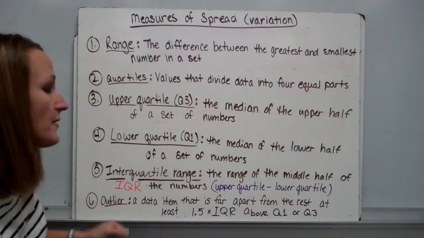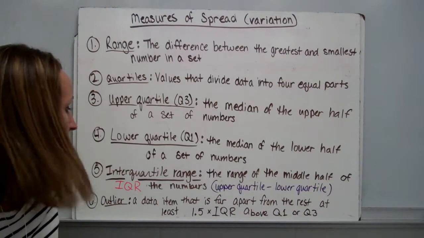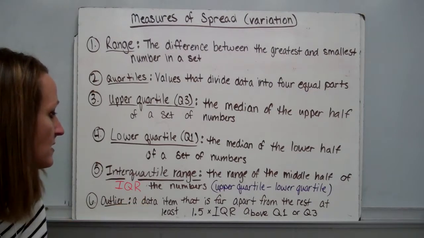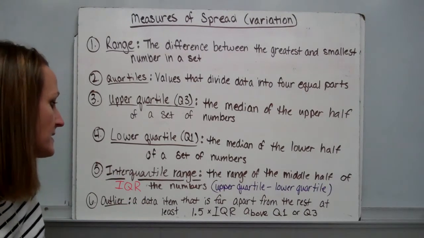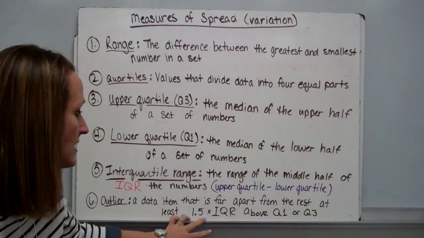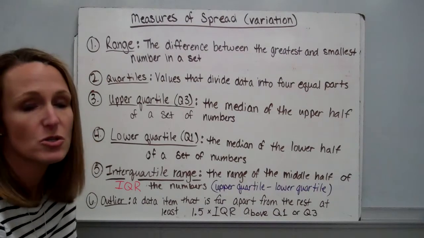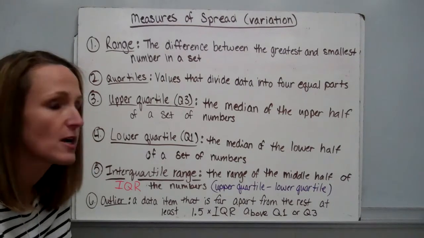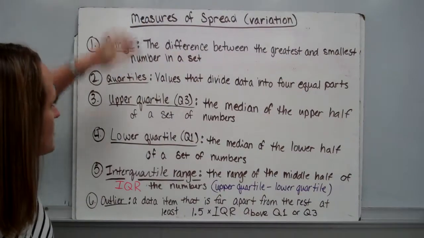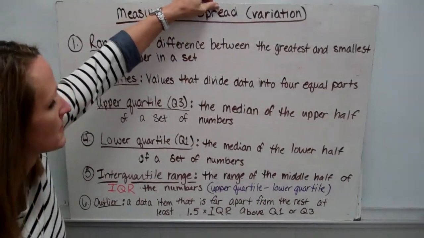And then again, we're going to talk about that word outlier, but this time we actually have a formula that helps us find the outlier. An outlier is going to be a data item that's far apart from the rest of the data, and it has to be at least 1.5 times this IQR, and we're going to add it to our quartile 3, or we're going to subtract it from our quartile 1. So these are just some of our definitions. We've got one more coming up in just a minute.